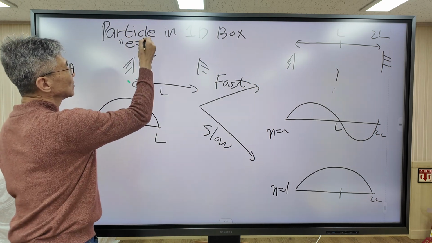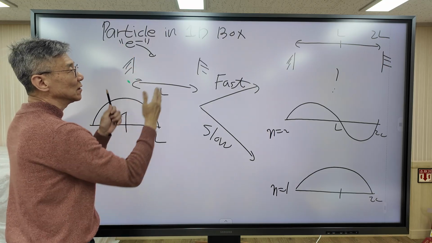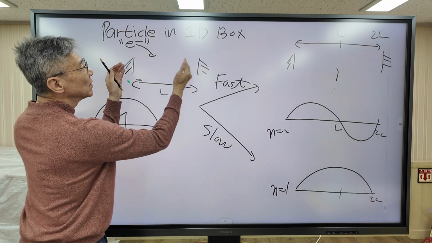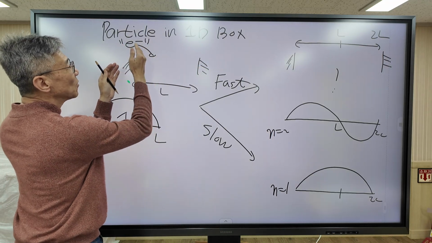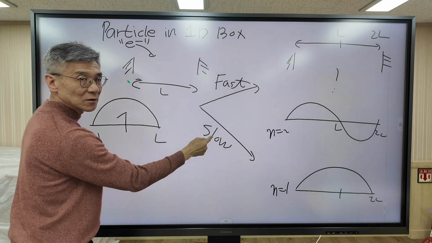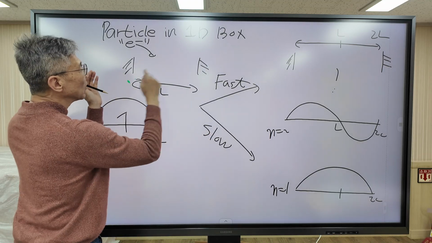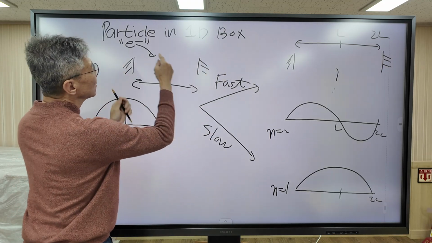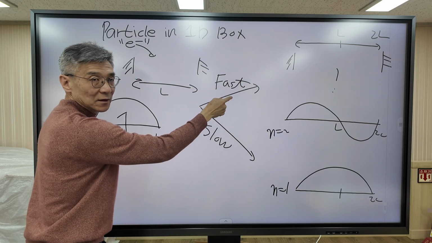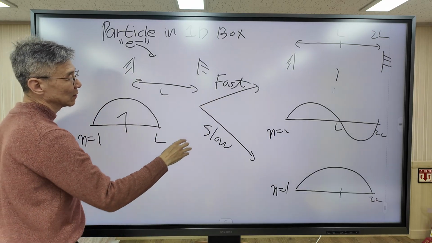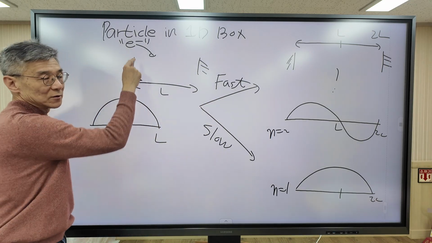The criteria is the speed of electron compared to the speed of wall. When the speed of wall is slower than the electron, it means slow. When the speed of wall is faster than the electron, it means fast, right? The criteria is the speed of electron.